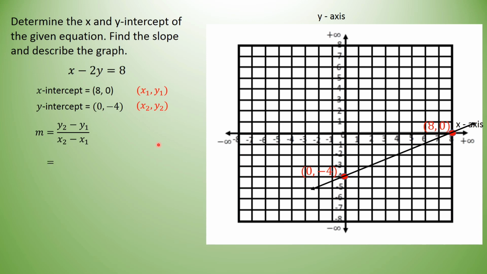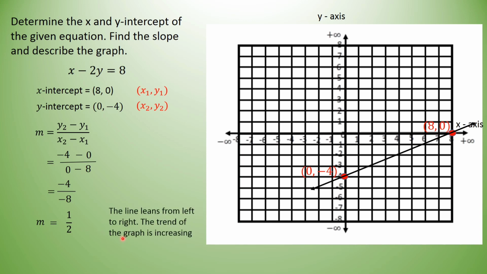So that would be equal to, the value of y sub 2 is negative 4, minus our y sub 1 is 0 over x sub 2 is equal to 0 minus x sub 1 is equal to 8. Next, negative 4 minus 0 equals negative 4 over 0 minus 8 equals negative 8. So negative divided by negative will result to positive. And 4 over 8 is equal to 1/2. So our slope is equal to 1/2. So if we're going to describe the graph, the line leans from left to right and the trend of the graph is increasing.